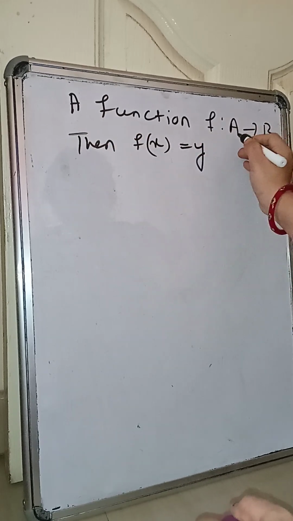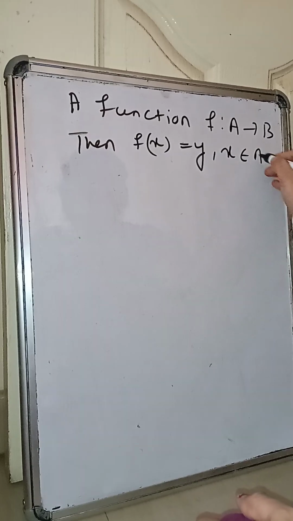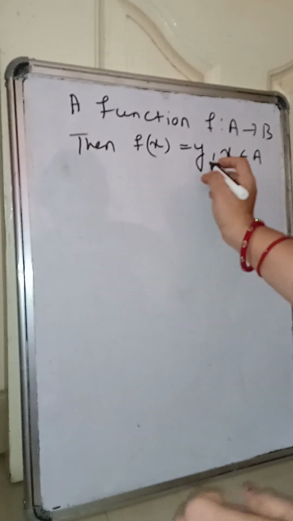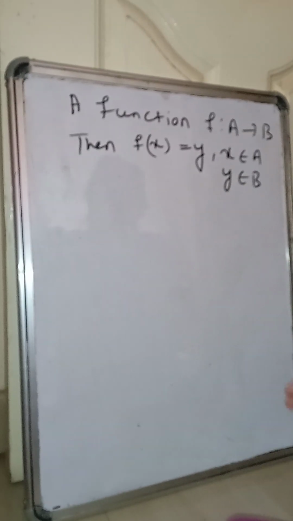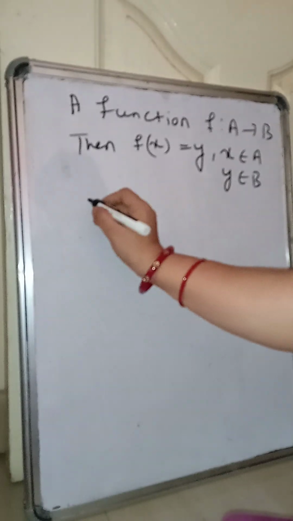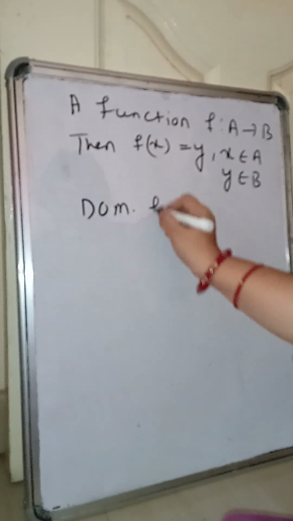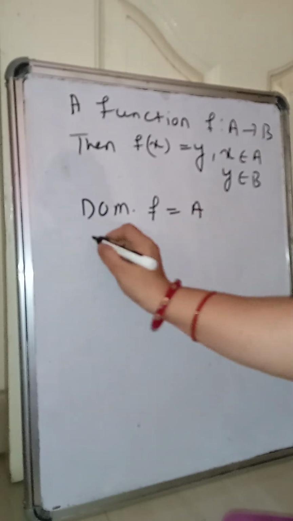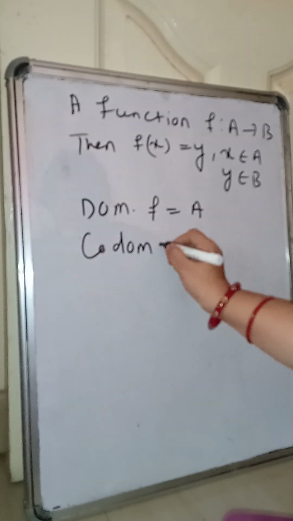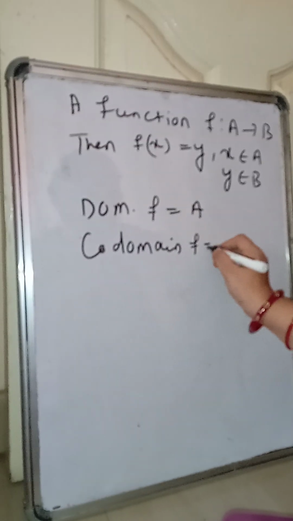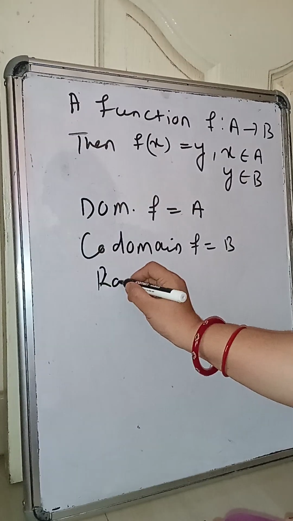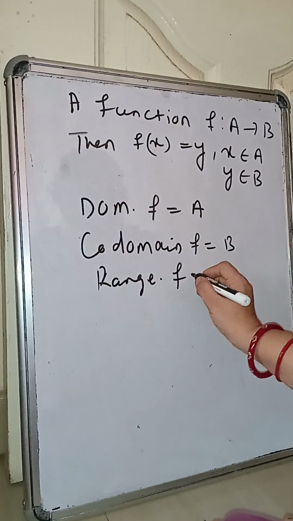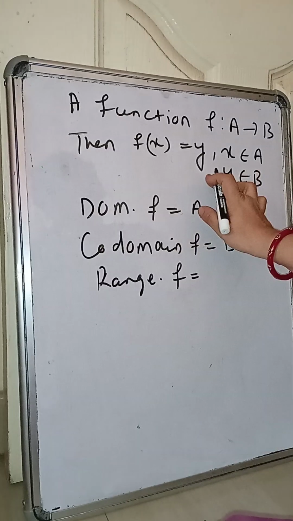This x comes from the set A, which is called the domain of the function, and this y belongs to the set B, and this set B is called the codomain of the function. So the domain of the function is set A, the codomain of the function is set B, and the range of the function is nothing but all the images.